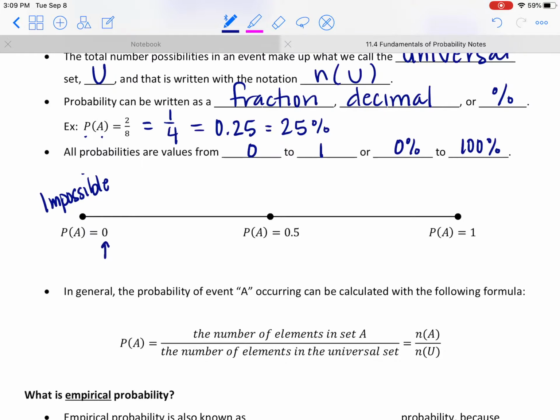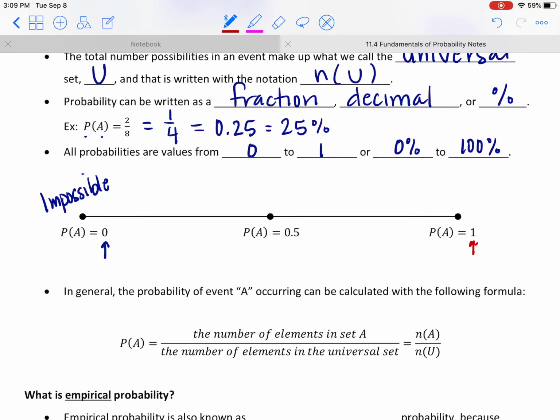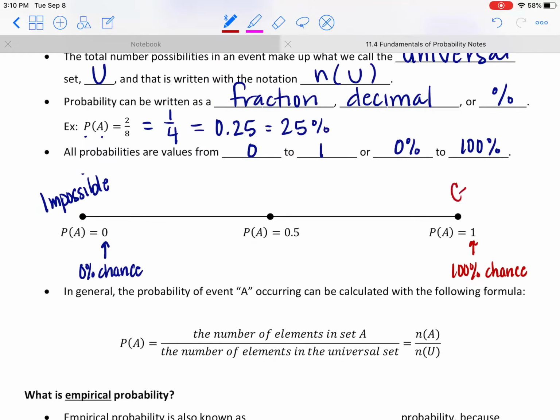Okay? Well, I guess we could leave that there. What if we had a probability of 1? Let's go to the other end here. If the probability of our event is 1, that would be 100%. So this is a 100% chance that it's going to happen. Over here, 0% chance that it was going to happen. If it's 100% guaranteed to happen, we could say that this event is certain.